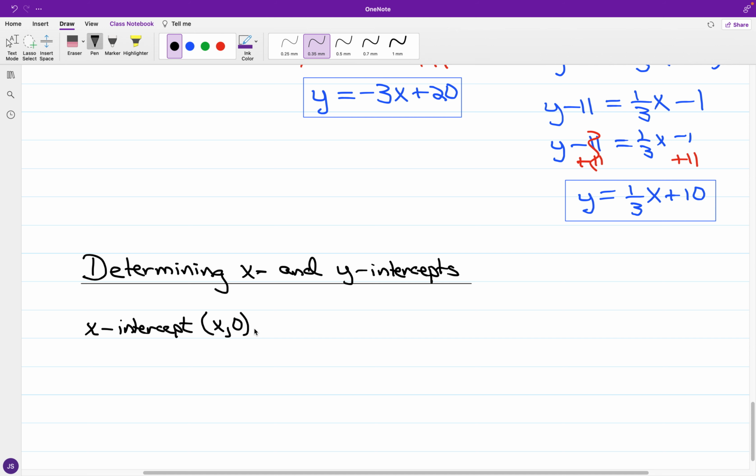Once again, stating that all ordered pairs are of the form (x, y). Now, whenever y is 0 and there is an x value, we're going to have an x-intercept. And by definition, an x-intercept is a location where the graph is going to cross or touch the x-axis.